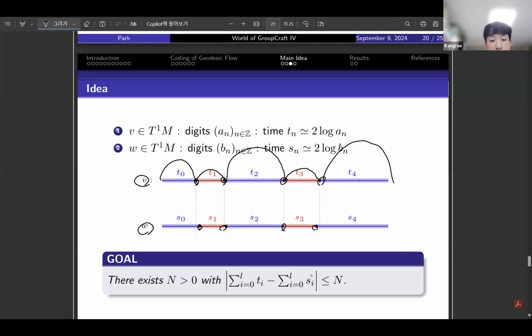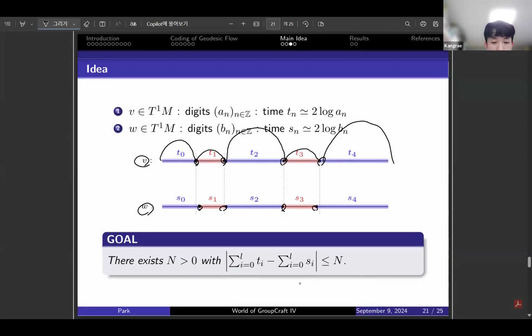So what we want is that we want to find W so that there exists a global bound such that the partial sum of excursion times, their differences should be bounded by large N.